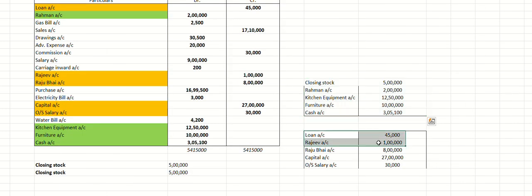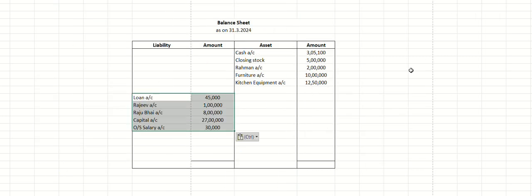Similarly, we have to fill our liability side also. I'm just copying it from here, and we can simply paste it here. We will rearrange it. We had told earlier the very first thing we have to repay is our outstanding salary. So we can make it first. Copy it here. It's here.